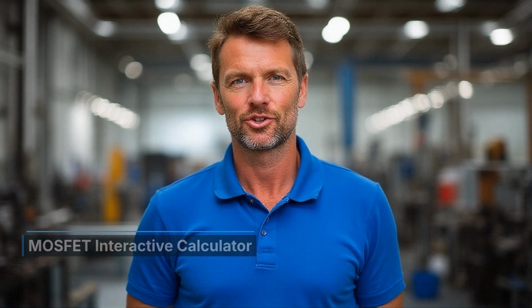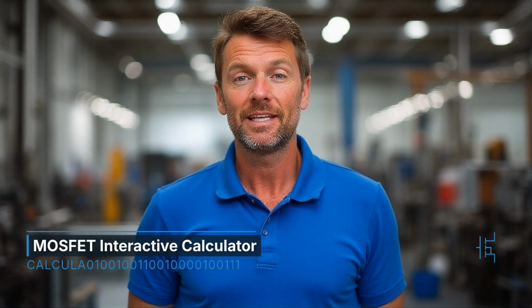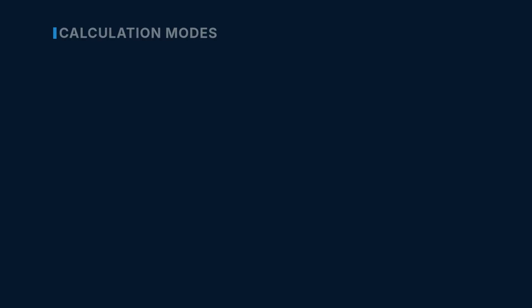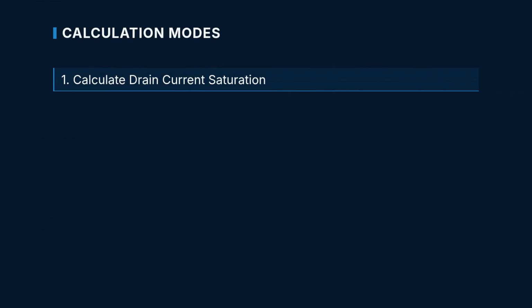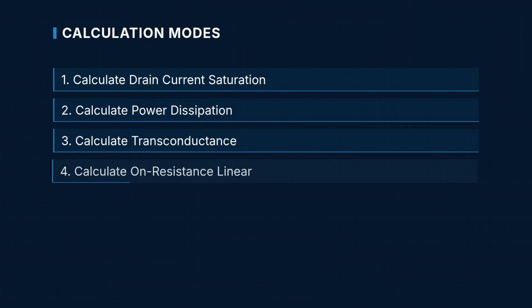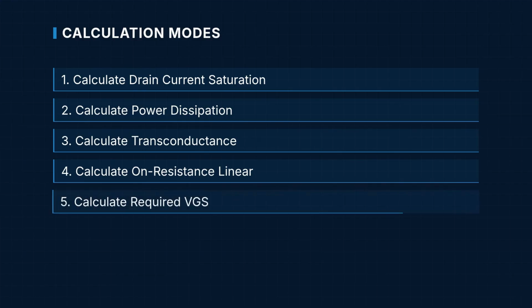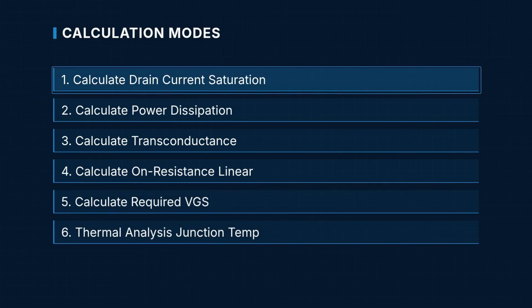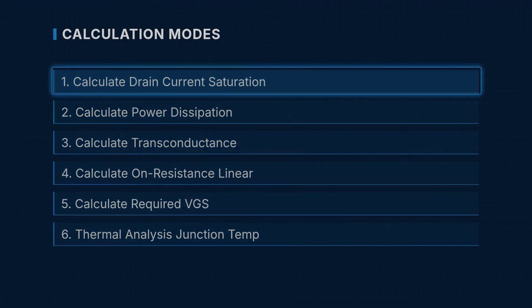This is the MOSFET Interactive Calculator, which solves for key electrical parameters in MOSFET circuit design. The calculator has 6 calculation modes: calculate drain current saturation, calculate power dissipation, calculate transconductance, calculate on-resistance linear, calculate required VGS, and thermal analysis junction temp. For this demonstration, I'm using Calculate Drain Current mode.